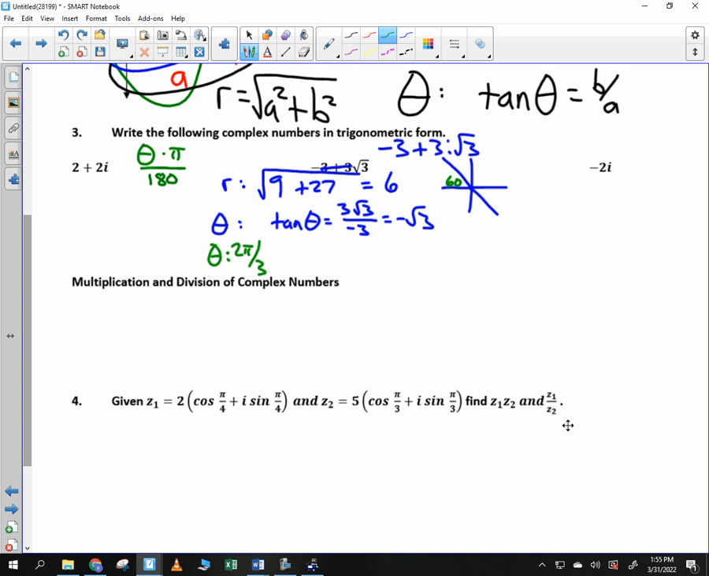So my final answer is R, which is 6, times the cosine of what? 2 pi over 3 plus what? i sine of 2 pi over 3. New, but I'm going to argue not that bad. Okay? Our last one, what do you notice is different here? Yeah, so we're going to call it 0 minus 2i.